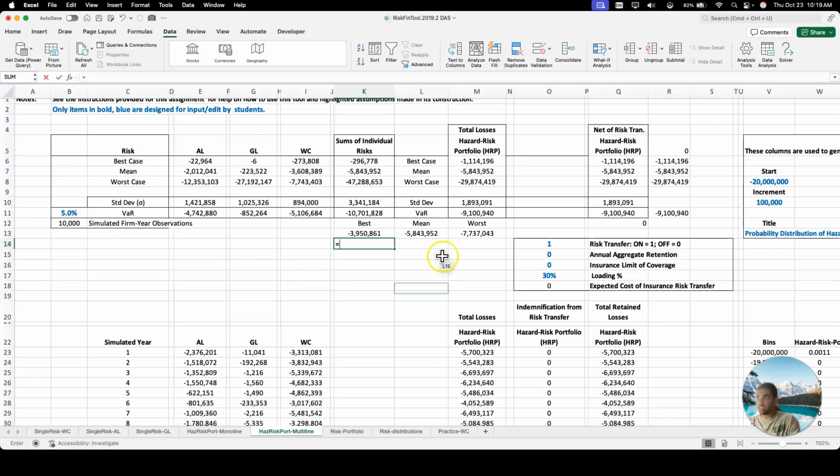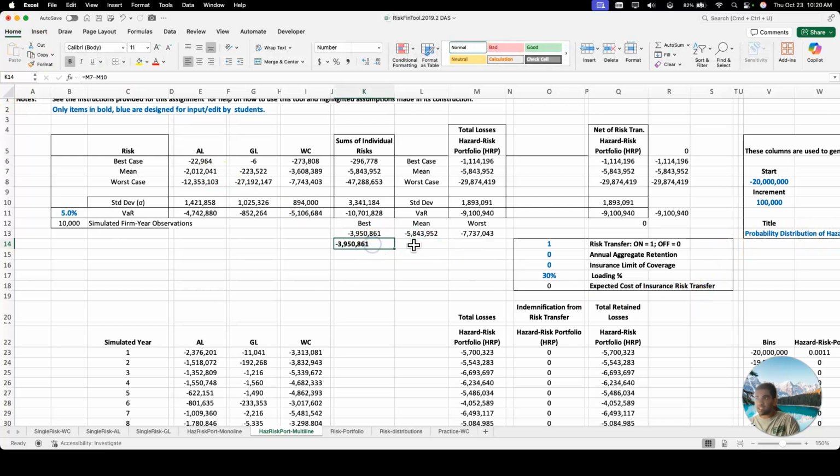All I had to do was take the mean, because for the best case, it's one standard deviation below the mean. So the mean minus, because that's a positive number, and we still need negative numbers here. You do one below, so you should have this number. Why is it 3.9? Because we are taking 5.8 million minus 1.8 million, and we're getting 3.9. Same thing here.